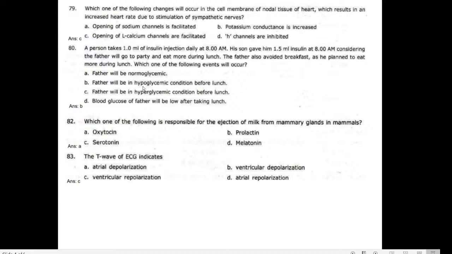It will be a hypoglycemic condition. This is the concept called the hypoglycemic condition, which occurs before lunch. Hypoglycemic condition means that the sugar level becomes low.